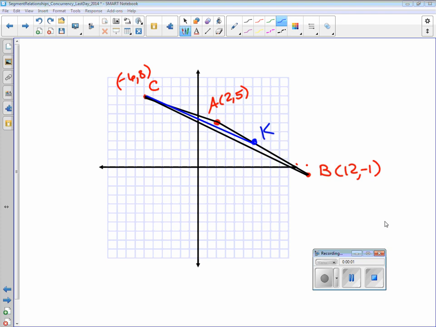Recording? Let's catch up. We're looking at the 5-1 practice worksheet, questions 4, 5, and 6. So we're looking at question 4 right now. In the 5-1, we've gone ahead and graphed it.